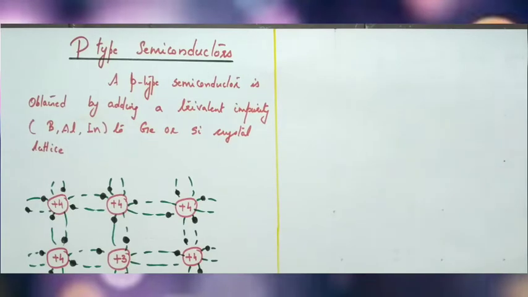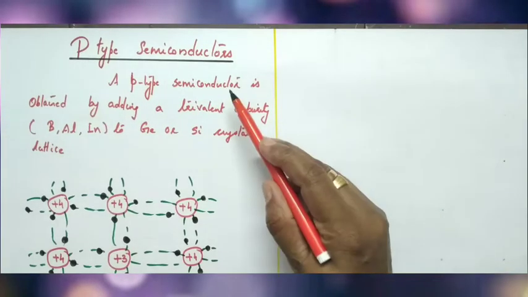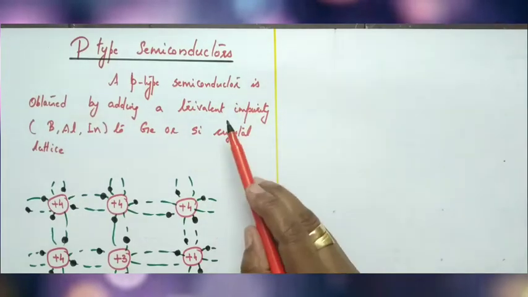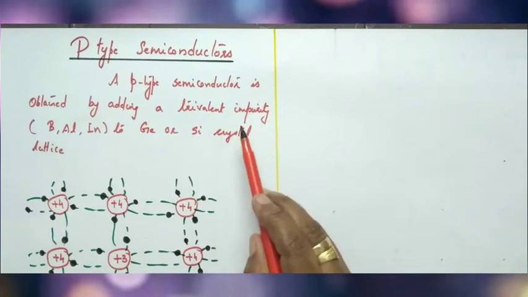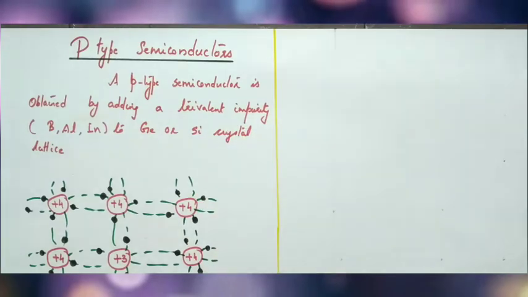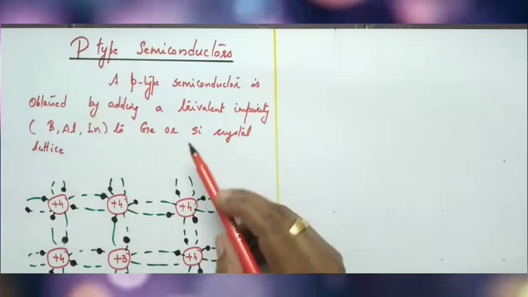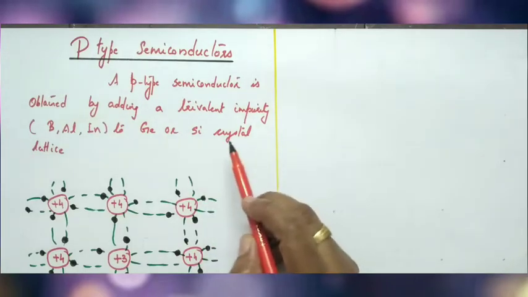We are going to discuss a type of extrinsic semiconductor called the p-type semiconductor. In the last video, we saw what intrinsic semiconductors and n-type semiconductors are. So in this video, we can see what p-type semiconductors are. A p-type semiconductor is obtained by adding a trivalent impurity like boron, aluminium, or indium to a germanium or silicon crystal.